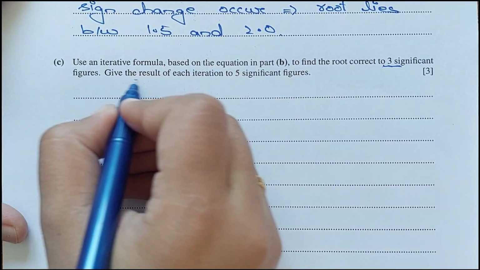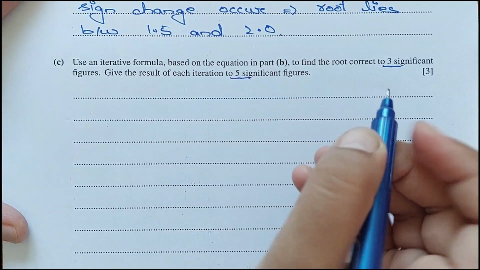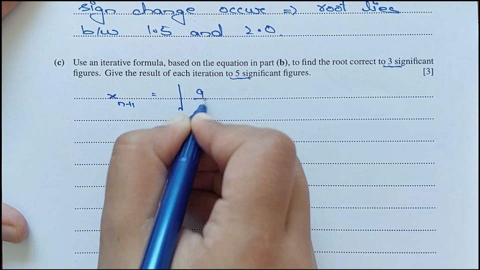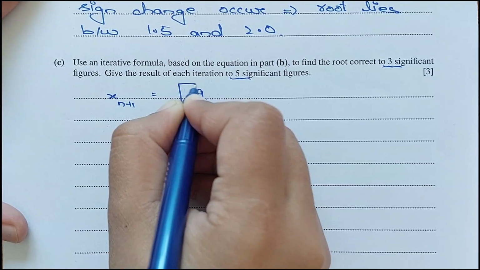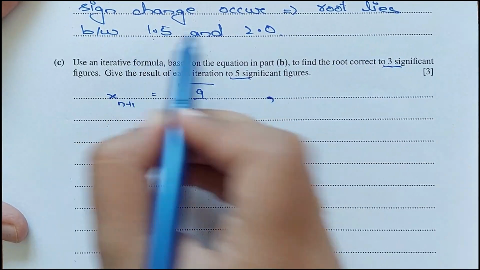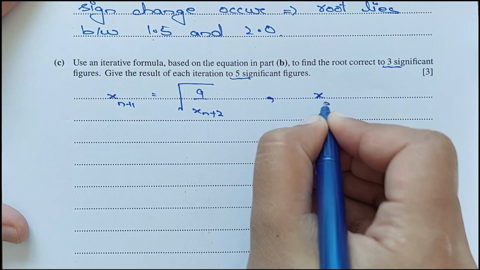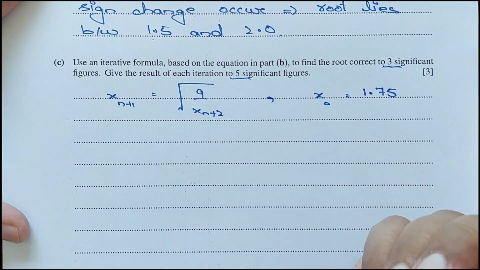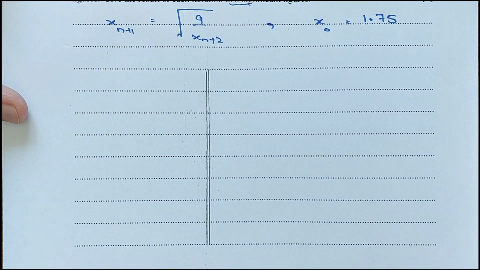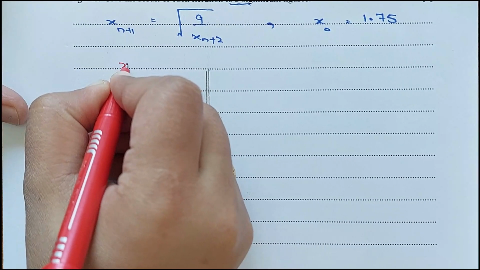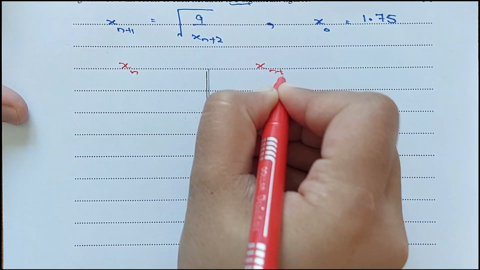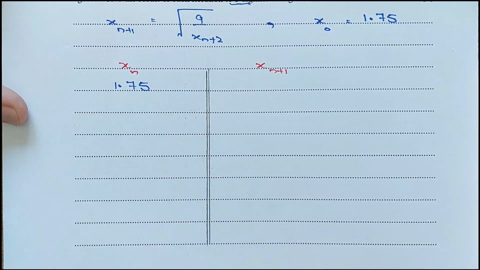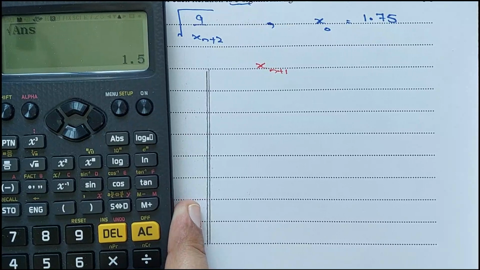to 3 significant figures. Give the result of each iteration to 5 significant figures. Make a formula x n plus 1 equals the square root of 9 over x n plus 2. And the root, we know, lies between 1.5 and 2.0. So we can say the initial guess is, let's say, 1.75. You can take any value between 1.5 and 2.0, right? Now let's make a table of values. We have x n here and x n plus 1 here, right? So when x naught is 1.75, we have to find each iteration up to 5 significant figures, right?